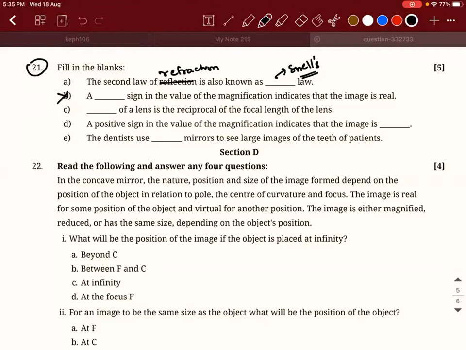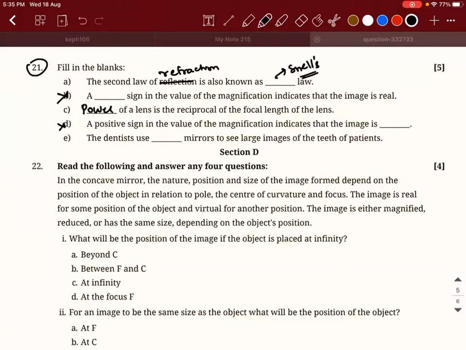This question is wrong. Dash of a lens is the reciprocal of the focal length of the lens. What is reciprocal of focal length of lens called as? It's power of lens, right? Similarly, you have a positive sign in the value of magnification indicates the images. See, positive sign or negative sign, it depends with respect to a mirror or lens. This question is also wrong.